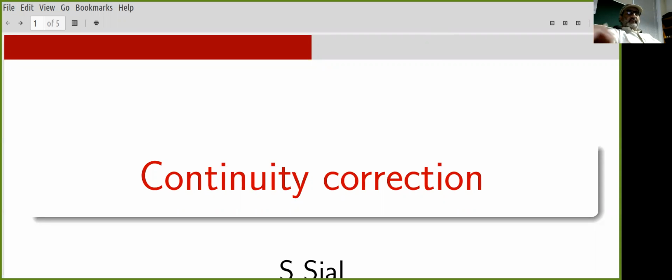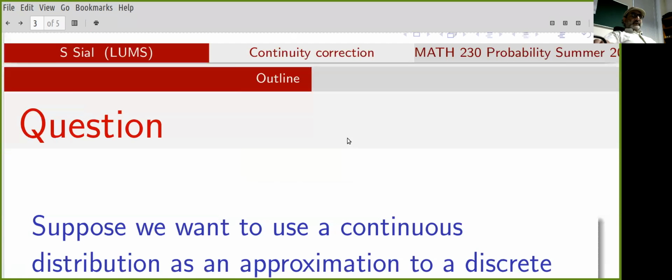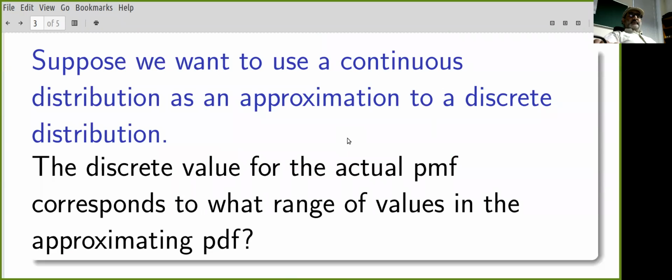Okay. Now we come to something that's called the continuity correction. And the idea is that we are dealing with something perhaps which is inherently discrete. And we're going to use a continuous distribution to approximate some discrete distribution. And when we do that, certain errors would be introduced, of course.